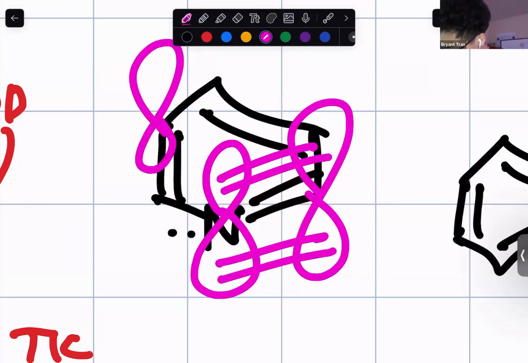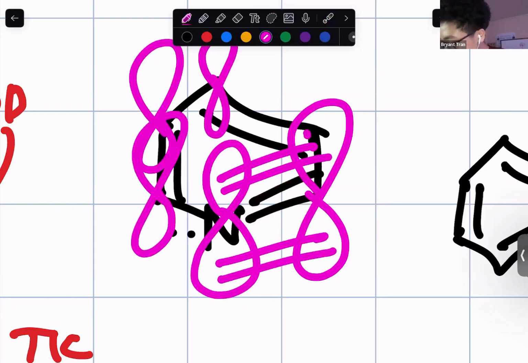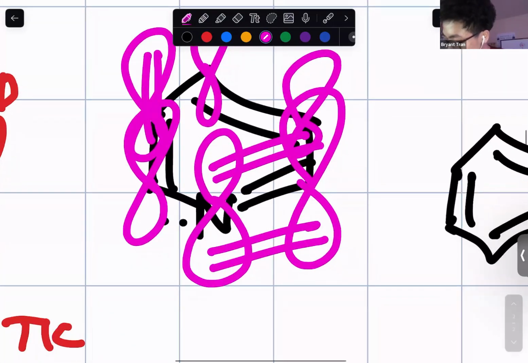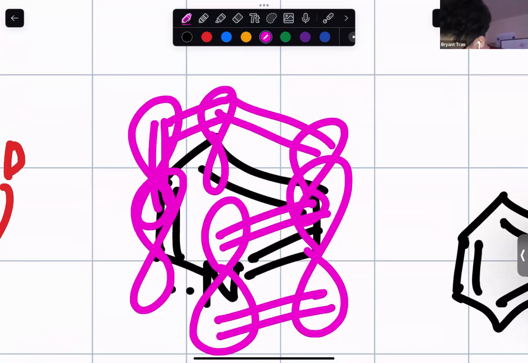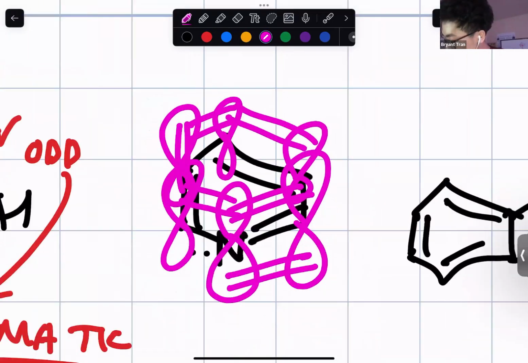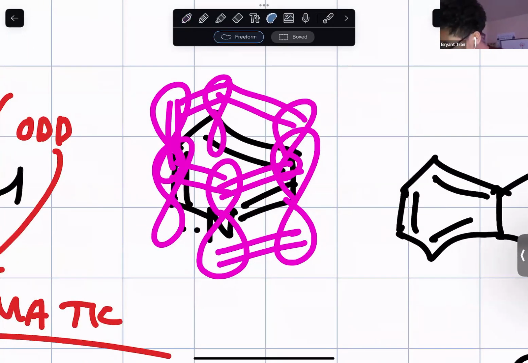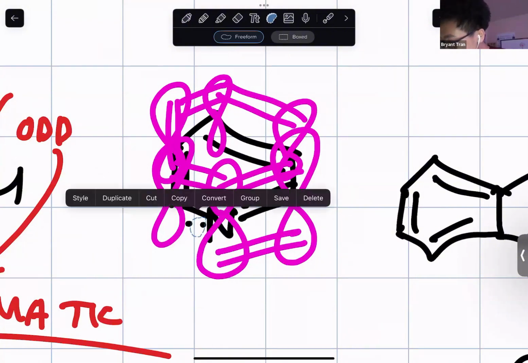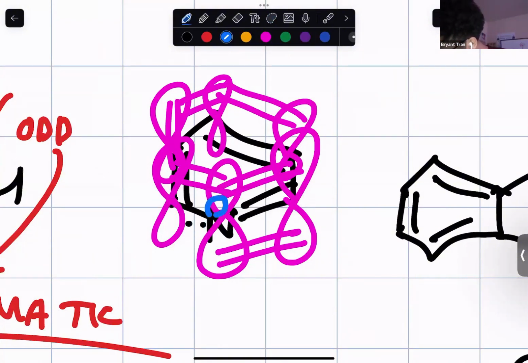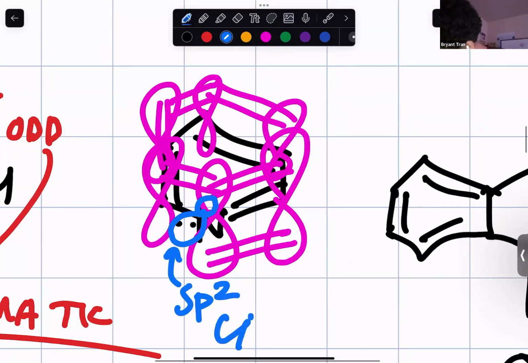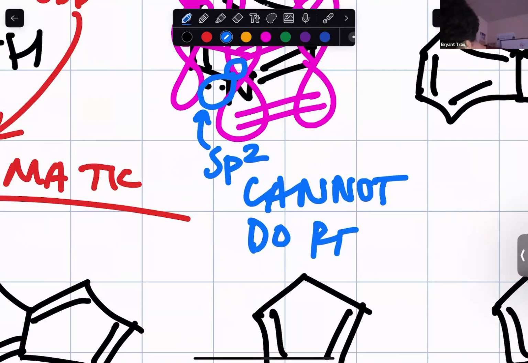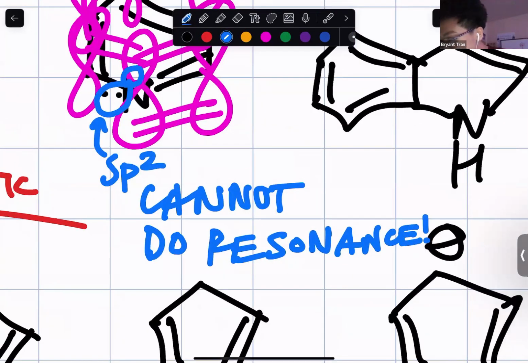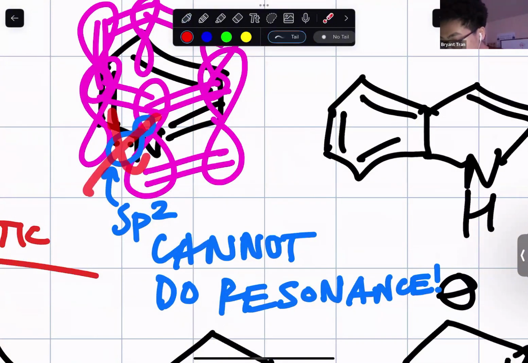Because a double bond is considered a pi bond, which is a network of adjacent p orbitals like this, right? So because this pair of electrons is not in the p orbital, it cannot do resonance. This is in an sp2 orbital. That pair of electrons there is in an sp2 orbital, which cannot do resonance, right? So we would not consider that pair of electrons at all when we count how many pairs of electrons are doing resonance.